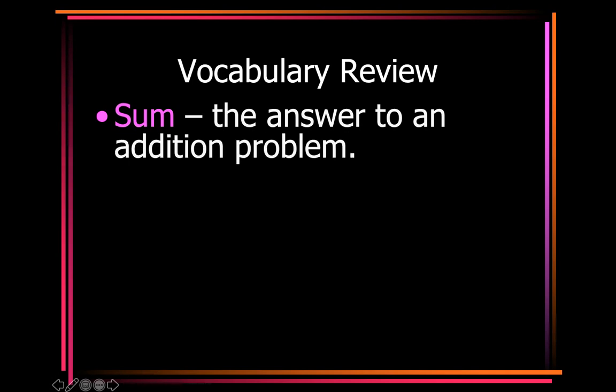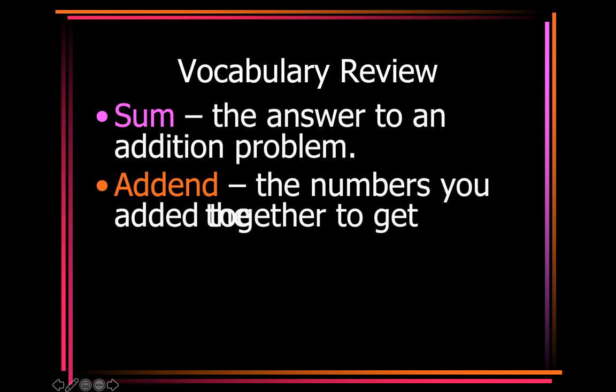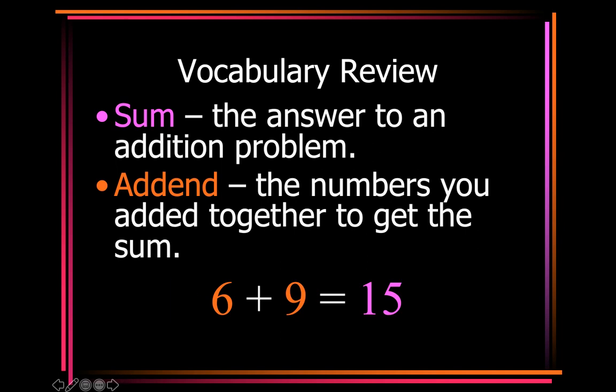Hopefully by now we know that when we say the word sum, we mean the answer to an addition problem. So in order to get the addition problem's answer, we need to add two numbers. Those two numbers that you're adding together are called the addends. So for example, 6 plus 9 equals 15. The two numbers you are adding are your addends, and the number that you get as your answer is the sum.